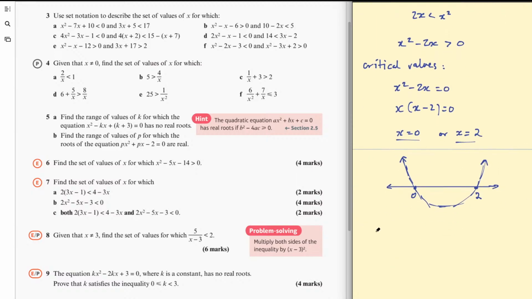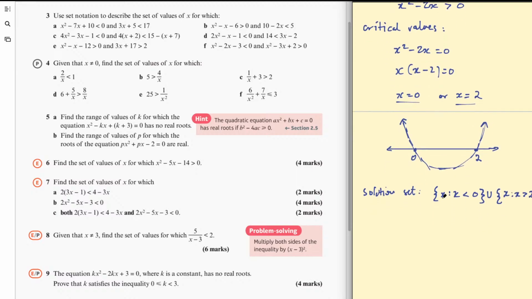Okay, so then the solution set is x less than 0, right? Over here is less than 0, or x greater than 2. Okay, so remember that union symbol means or, so x could be less than 0 or x could be greater than 2.